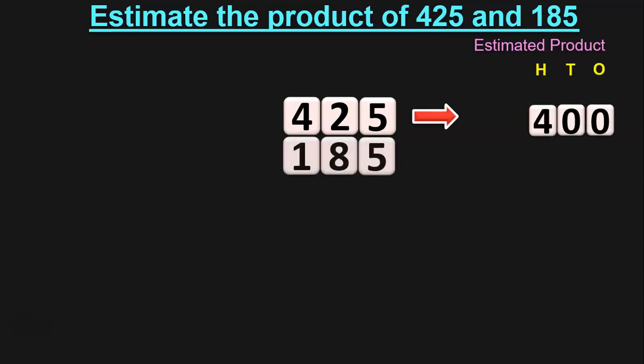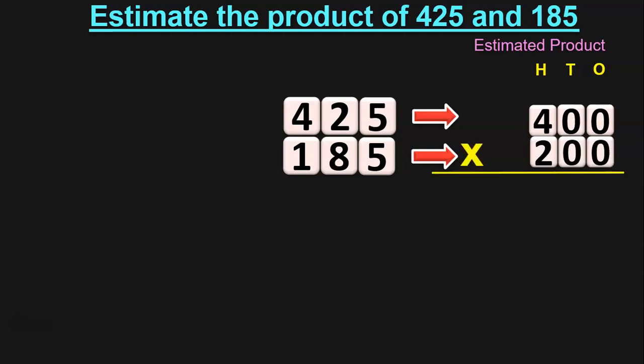So first let us find out the estimated product. For 425 you are going to round it off to the nearest hundreds. So what you have to see now, 425 is lesser than 450, which is the midway number. So you'll have to round it down to the nearest 100, which is 400. Next take the case of 185, which is above 150. So you'll have to round it up to the nearest hundreds, which is nothing but 200.